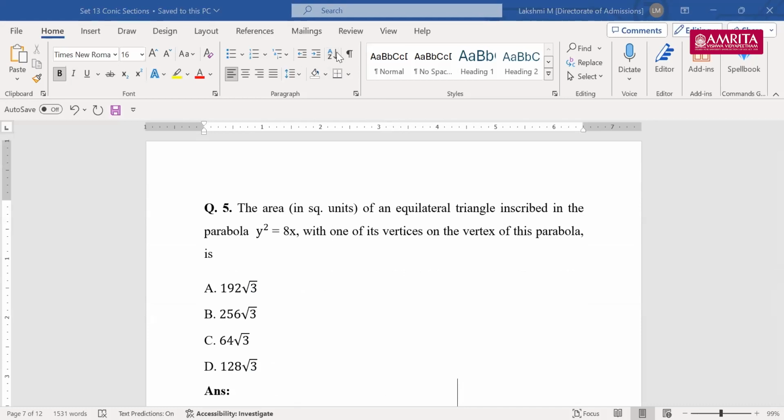Thank you all. Now, another one. The area of an equilateral triangle inscribed in the parabola y square equal to 8x. I have an equilateral triangle inside a parabola with one of its vertices on the vertex of this parabola y square equal to 8x. Read the question carefully. The clue is one of its vertices is on the vertex of the parabola.